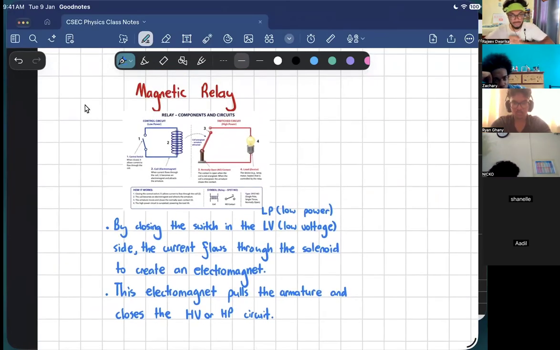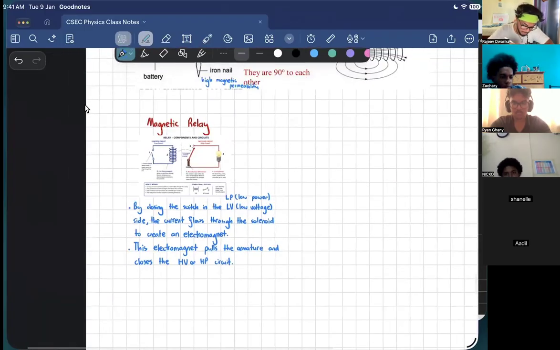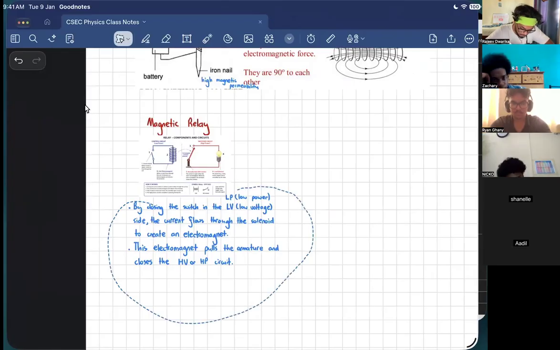So let me know if you guys are fully alright with magnetic relays. Are you all okay with the concept of it? Yes, sir. Yes, sir. Good.